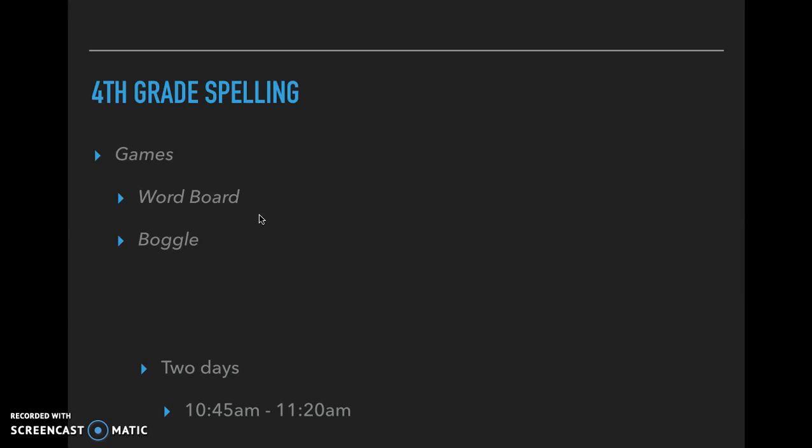The games that I chose for this demonstration are Word Board, and I'll show you a picture of that in a little bit, and Boggle, which I also have another example of, the sheet that I would be using. These would be over a course of 2 days. Day one would be Wednesday, and then the second day Thursday, so we could have a spelling test on Friday. And they're 35 minutes each, so that gives students plenty of time each day.